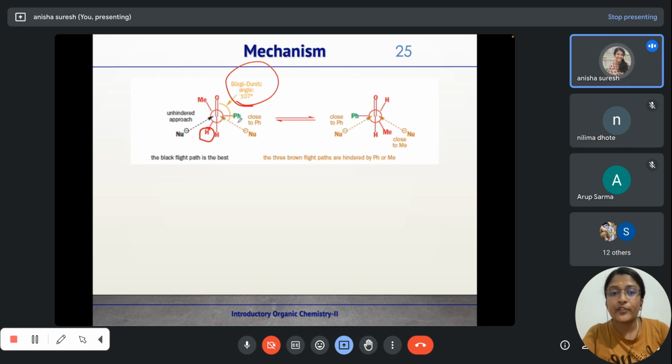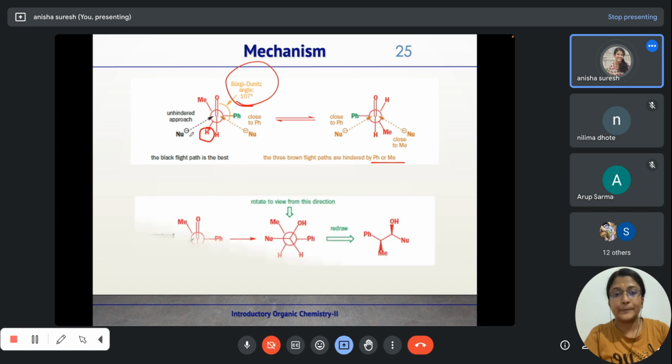And here if the nucleophile is coming in this direction, it will be closer to the phenyl group and it will be hindered. And here if the nucleophile is coming in this fashion, it will be closer to the phenyl group and it will be hindered. And when the nucleophile is coming in this fashion, it will be closer to the methyl group and it will be hindered. The three brown flight paths are hindered by phenyl or methyl. The black flight path is the best. So we have chosen that the nucleophile will be coming and attacking from this side.